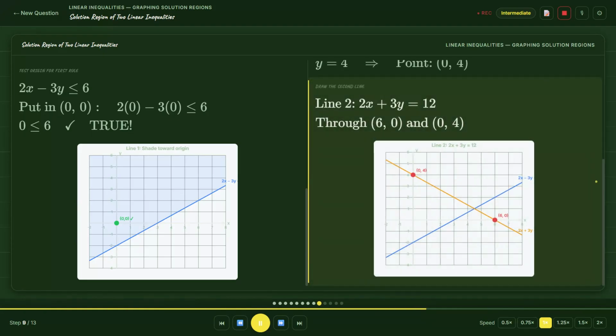Connect the 2 points to draw our second straight line. It goes through 6, 0 and 0, 4. Again, we draw it solid because we have a less than or equal to sign.